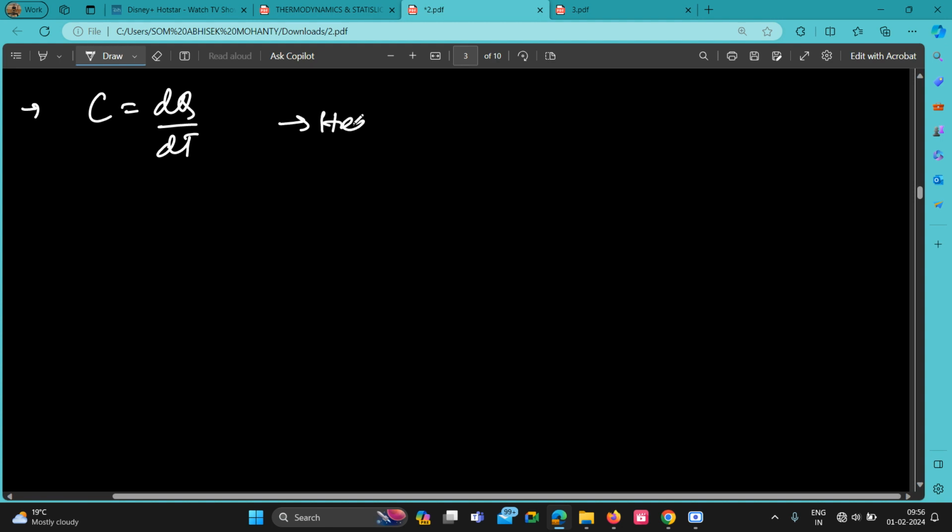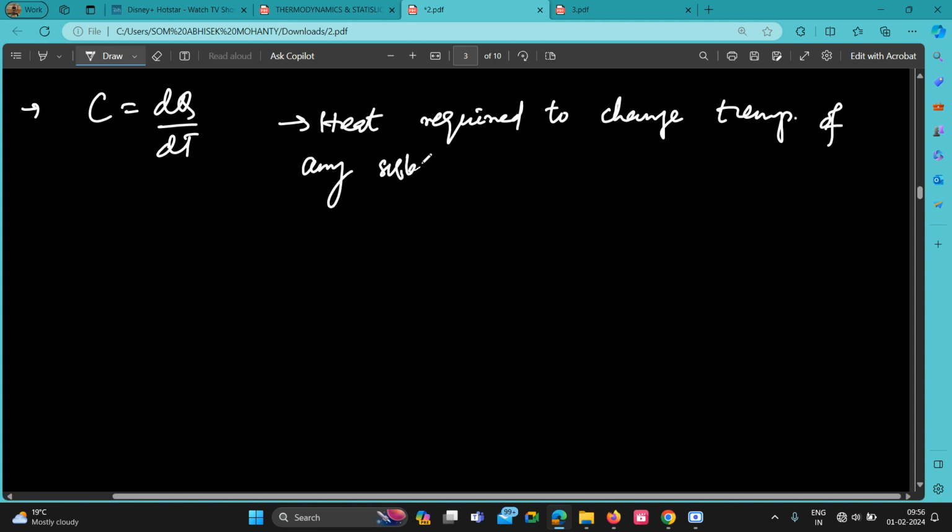So it means the heat required to change the temperature of any substance by 1 degree Celsius. So C is equal to dQ by dT. Here the unit is joule per Kelvin. Now specific heat capacity. This was the heat capacity only. Now specific heat capacity.